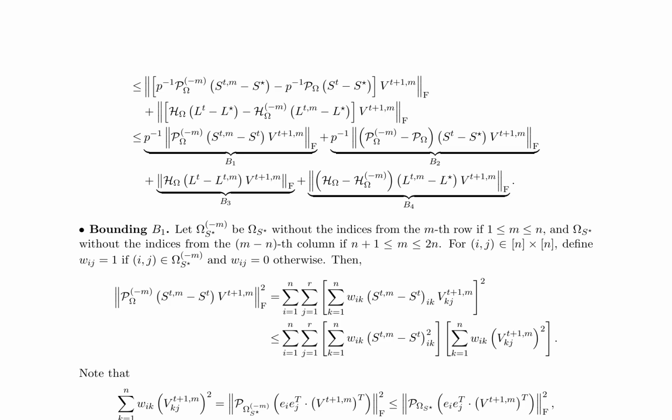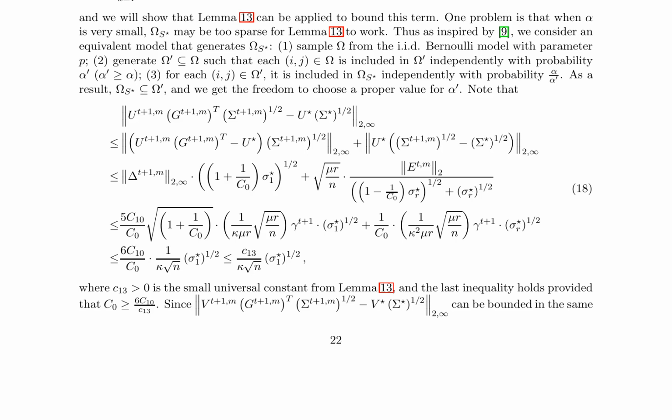To bound B_1, the authors use a technique inspired by reference 9, where they consider an equivalent model that generates ω_S. They show that the projected term involving ω_S and V_{t+1}, M in Frobenius norm can be bounded using lemma 13. They also derive a bound for U_{t+1}, M, G_{t+1}, M, and σ_{t+1}, M^{1/2}, U^*, σ^{*1/2}, in the 2 to infinity norm.